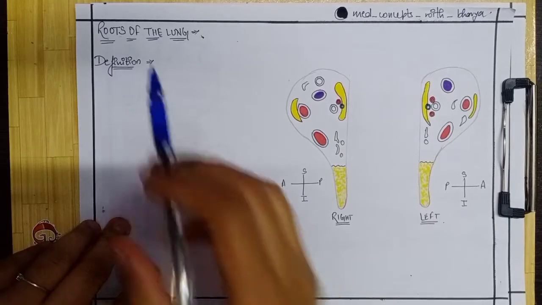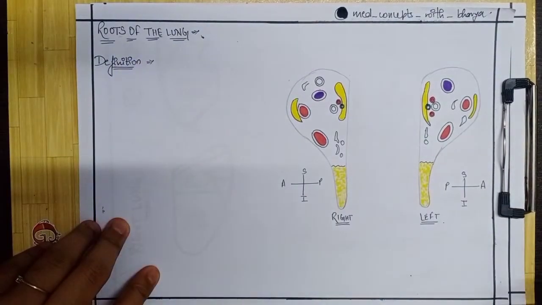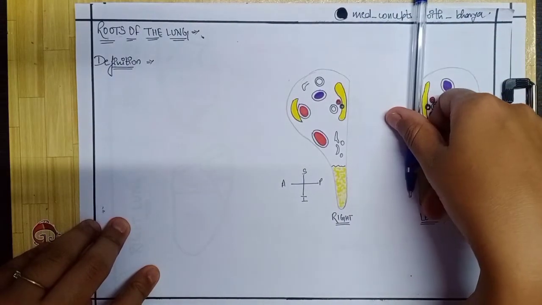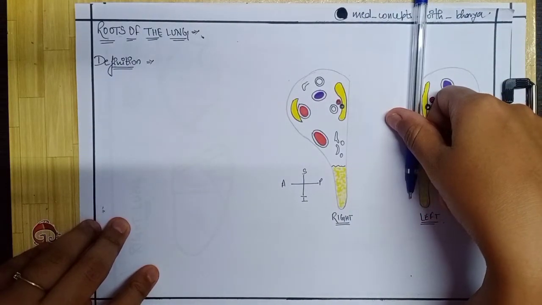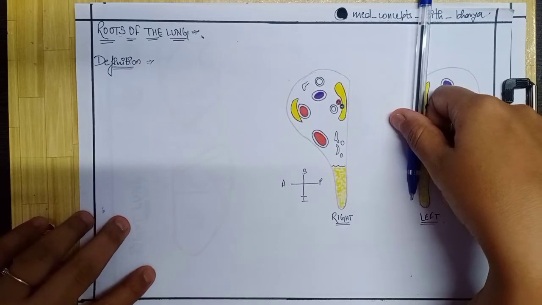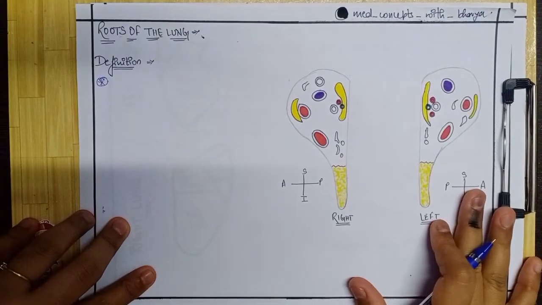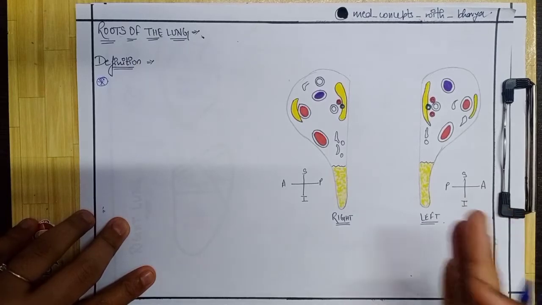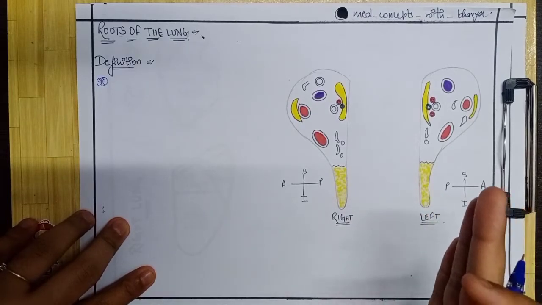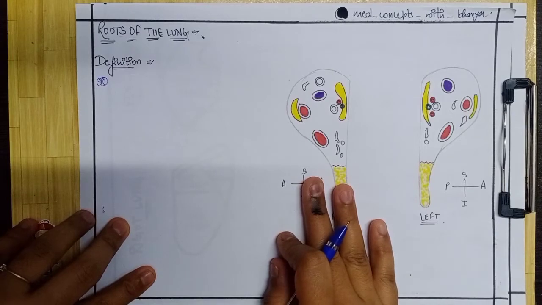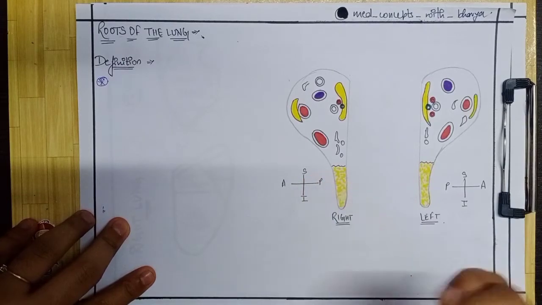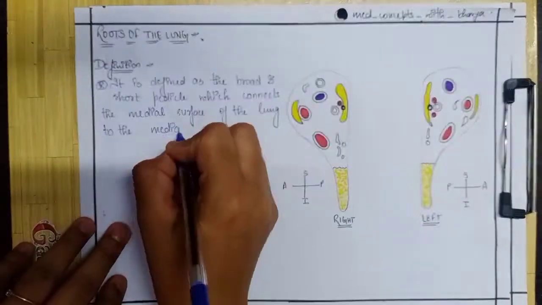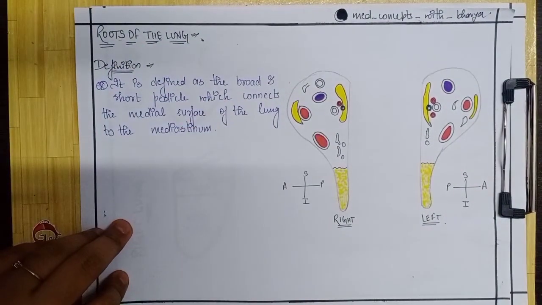So first of all, let's go through the definition of root of lung. Now, for the definition of root of lung, I would be involving 2 points here. First would be the definition and then I would explain it further. So first of all, the root of the lung is defined as the connection between the mediastinum and the medial surface of the lung. Okay, so let me write it over here. Okay, so I have written the main definition over here.